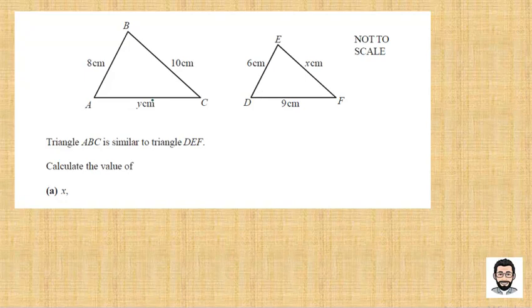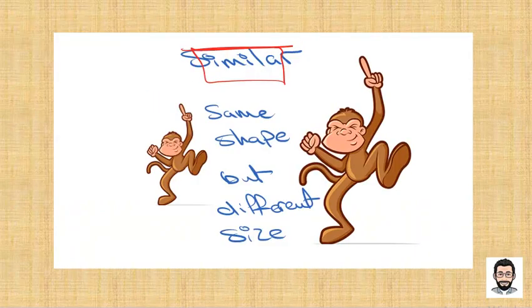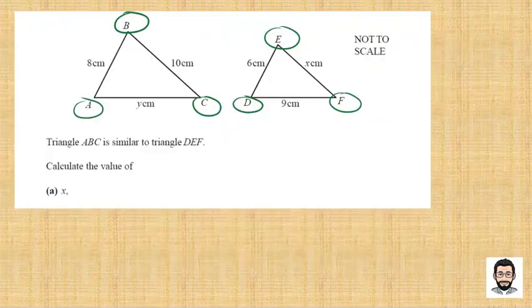This question is saying triangle ABC is similar to triangle DEF. So ABC is similar to DEF. Okay, why didn't he say congruent? Excellent, because we have different sizes, like this one exactly. Don't forget, different sizes. So you're gonna talk about similarity. So these two triangles are similar.